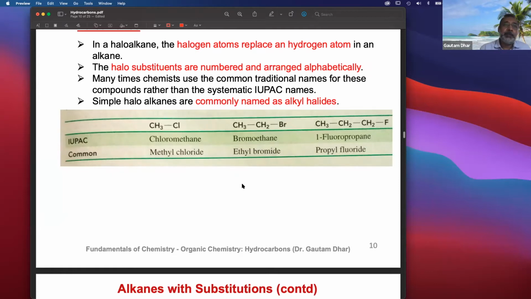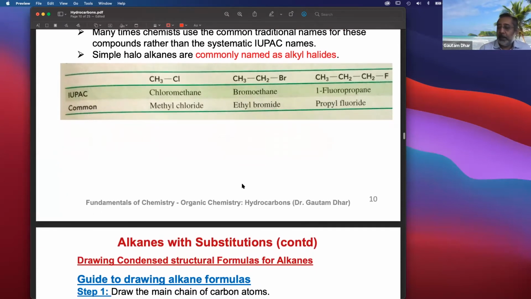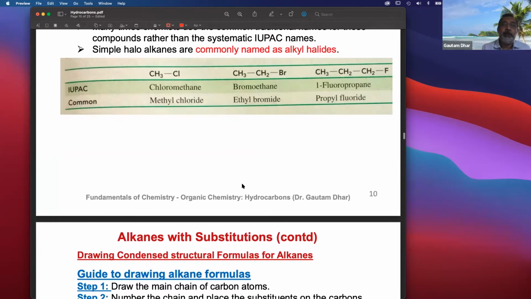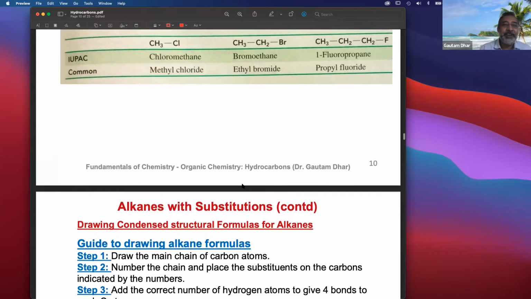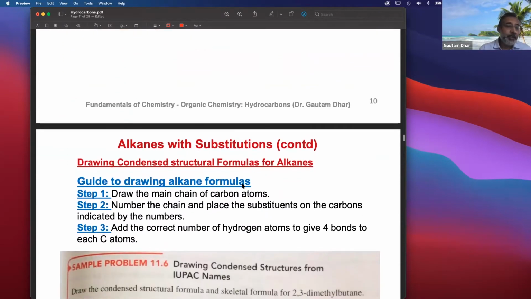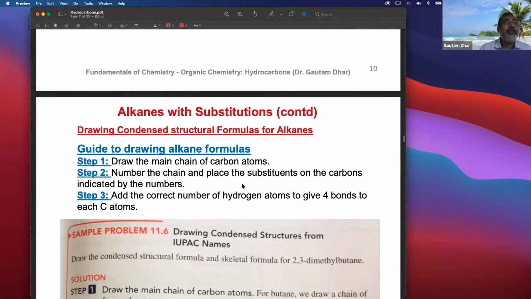So that's for the halogens. Just like ethyl alcohol is the common name, but ethanol is the IUPAC name. So we have to keep track of these common names. Otherwise, if you ask somebody, can you give me ethanol? You'll never get that. They probably would not recognize what that is in the supermarket, or in a bar.